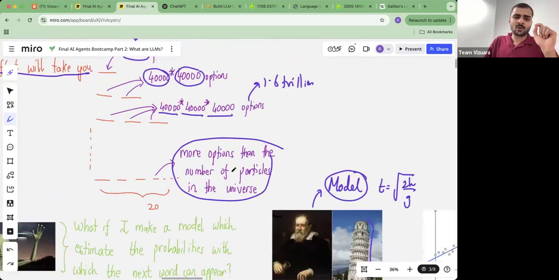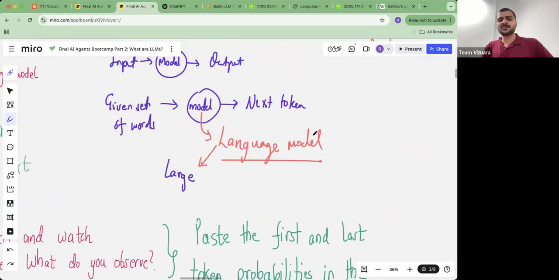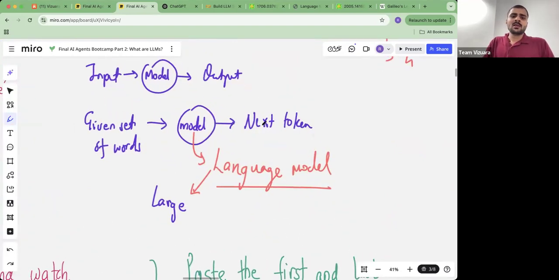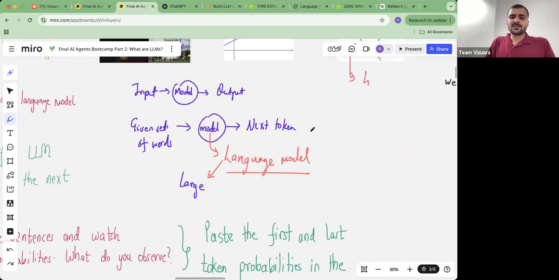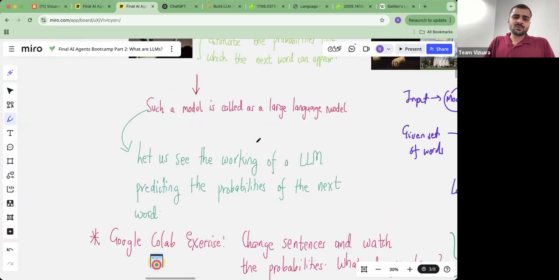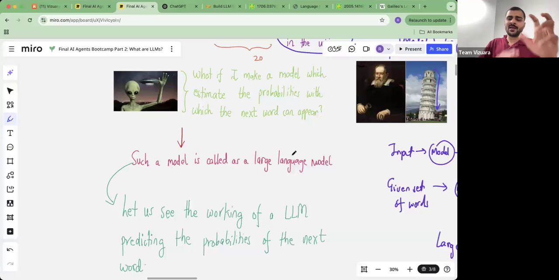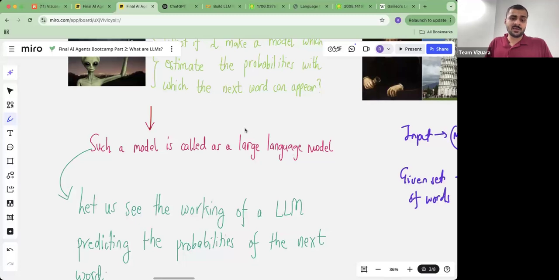language modeling. And still, the question which all of you should be asking is: if we are predicting the next token, why is it called a language model? It should be called a next token prediction model, right? We'll come to that in a moment. But for now, just keep this definition in mind, that language models predict the next token. And when we say large, they are really large in terms of the number of parameters which they contain.